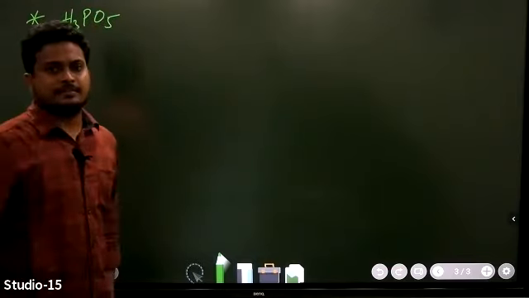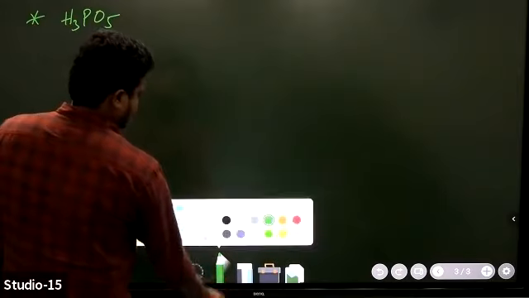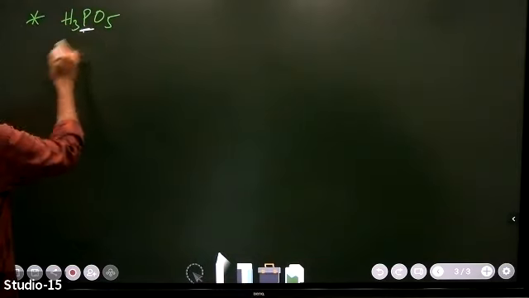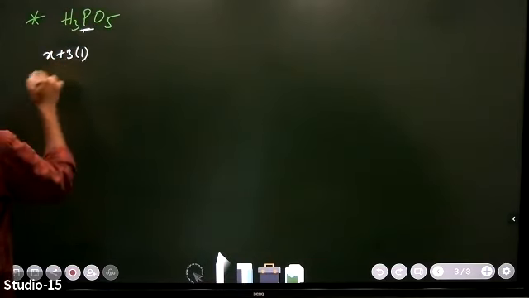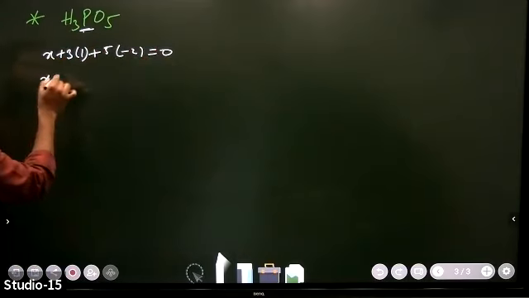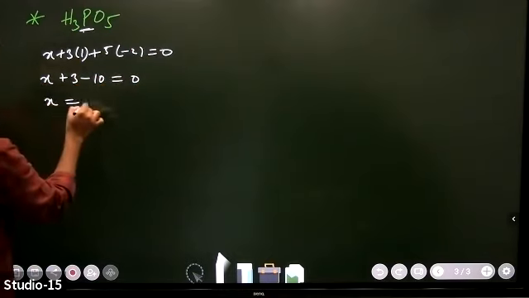Calculate the oxidation state of phosphorus in H3PO5. H3PO5 is peroxyphosphoric acid. Calculate the oxidation state of phosphorus. Taking phosphorus as X: X plus 3 times 1 plus 5 times -2 equals 0. So X plus 3 minus 10 equals 0, X equals +7.